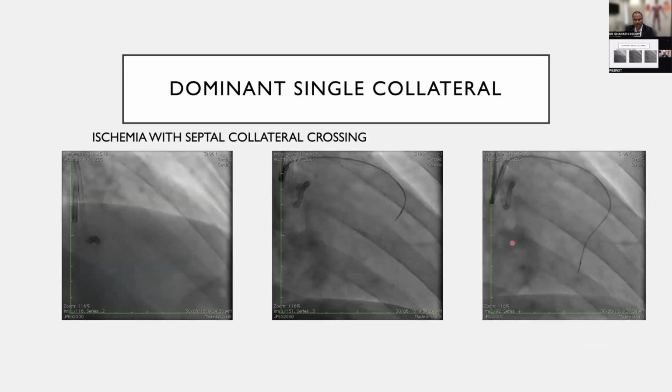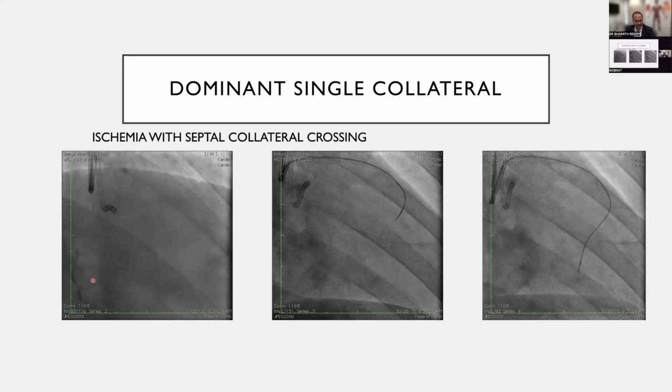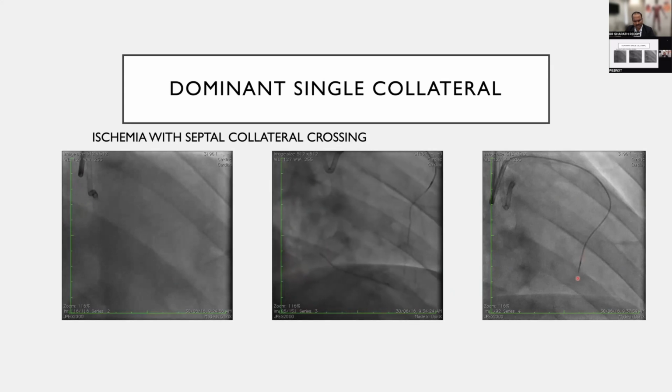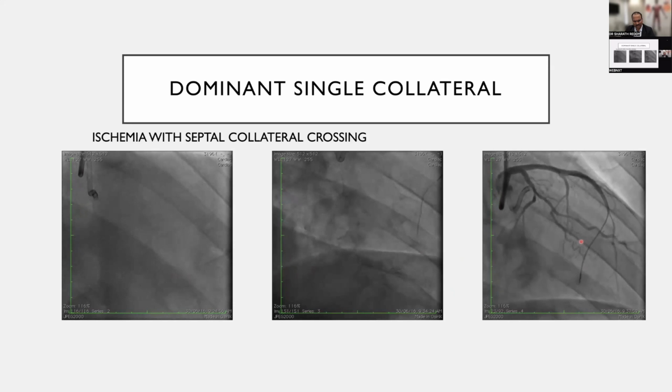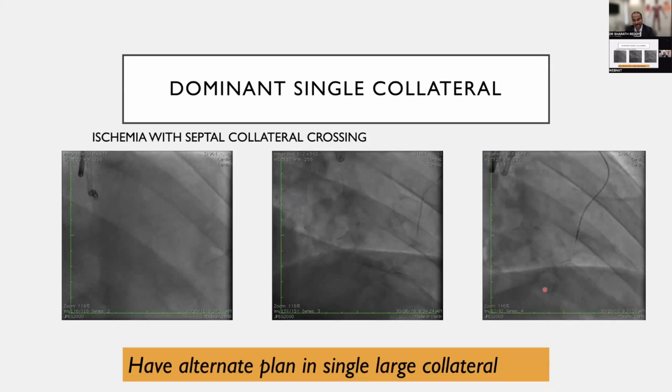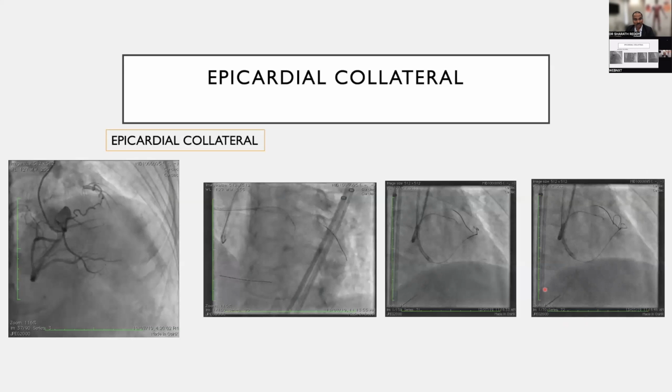And if there is only a dominant single collateral, like in this case, where one septal collateral is filling the PDA, when you enter such a collateral and send your microcatheter in, then your recipient vessel will lose blood flow and the patient may go into ischemia. So always have an alternate plan if there is only one dominant collateral filling the recipient vessel. In epicardial collaterals, what matters here is not the loops, it is only the size.